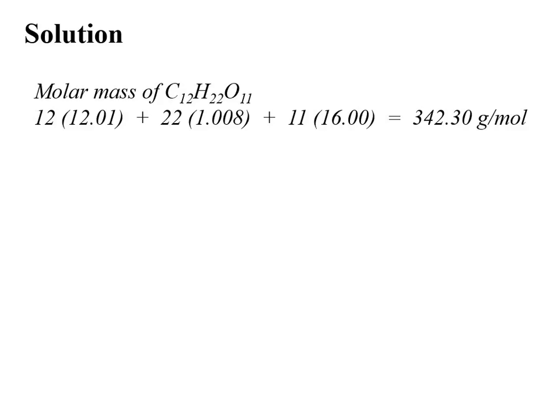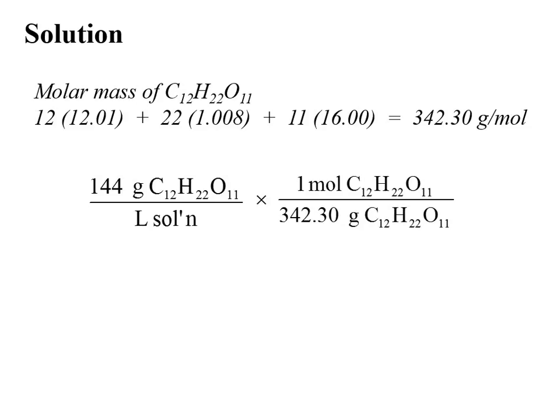That's exactly it. So if we start with the 144 grams of C12H22O11 per 1 liter of solution, and then insert the molar mass, 1 mole of C12H22O11 over 342.30 grams of C12H22O11, notice our grams cancel, we're left with units of moles per liter, and that's what molarity is.